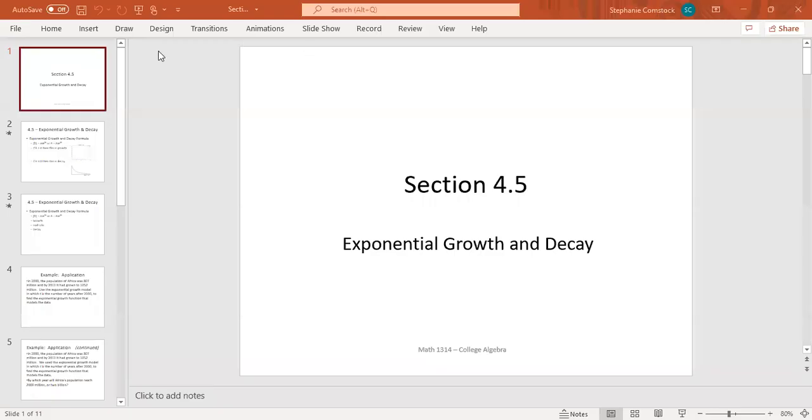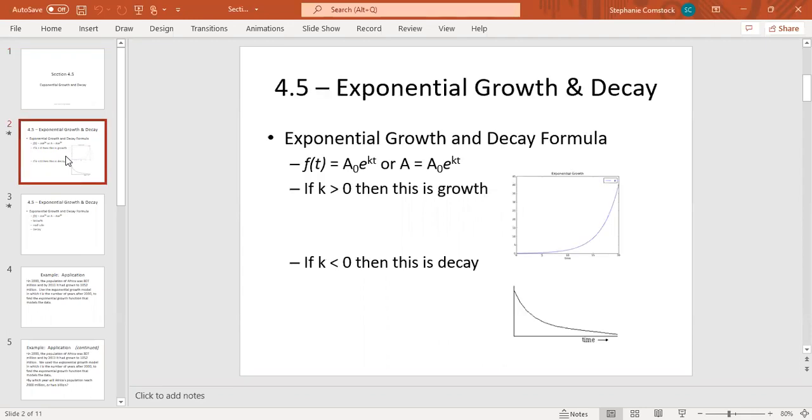Okay, so for this section, we're going to be talking about exponential growth and decay, which is an extension on the exponential functions that we've been talking about in some of the previous sections. So for exponential growth and decay, these will follow the formula f of t equals a naught, so that's that a sub zero looking thing, e to the kt, or sometimes I'll just put a equals a naught e to the kt, and I'll probably be using that a equals a naught e to the kt version.